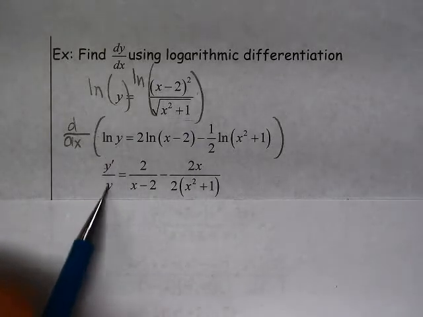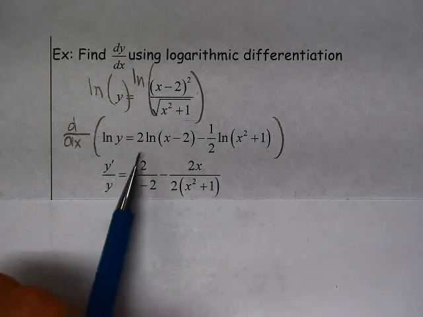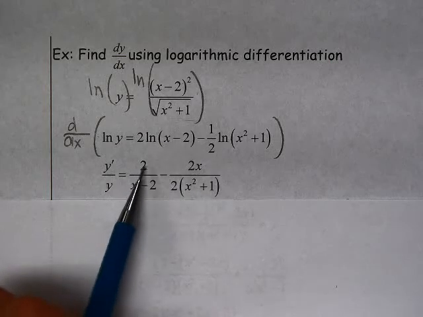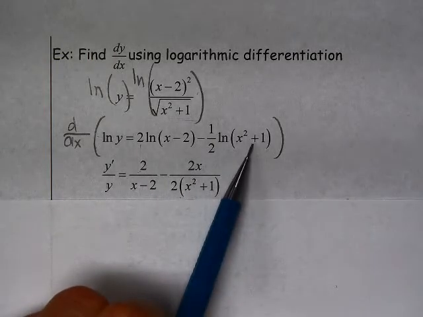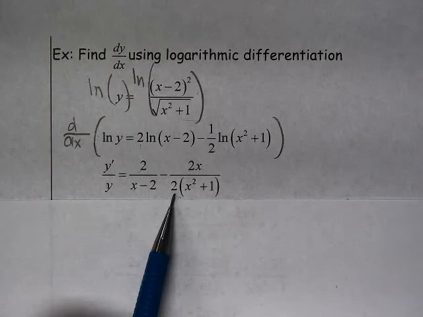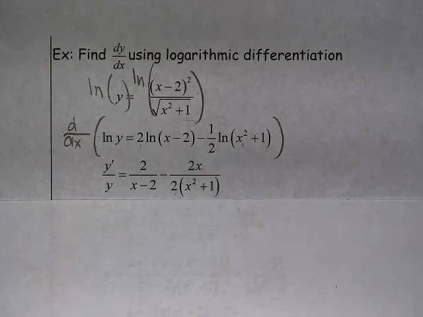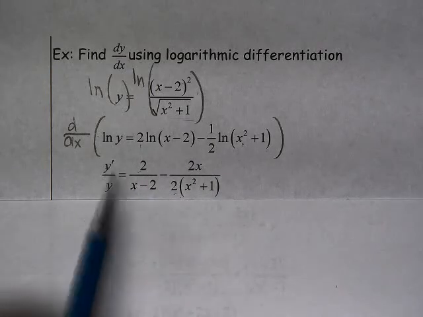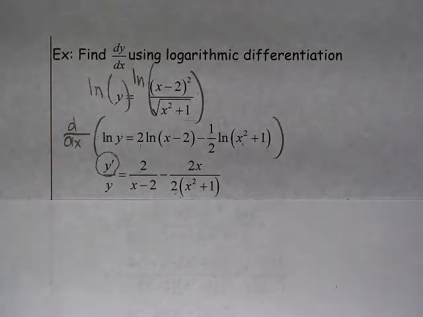And here I get y prime over y. It's just like u prime over u. Here I get the derivative of x minus 2 is 1, so it's 1 over x minus 2, with that coefficient of 2 gives me a 2 in the numerator, minus the 1/2 gives me this 2 in the denominator, and u prime over u is 2x over x squared plus 1. So I'm pretty close. I have y prime. That is dy dx, right? The y prime represents dy dx.